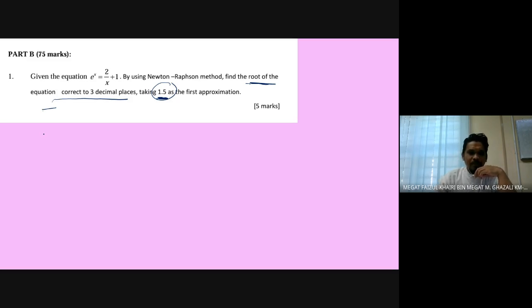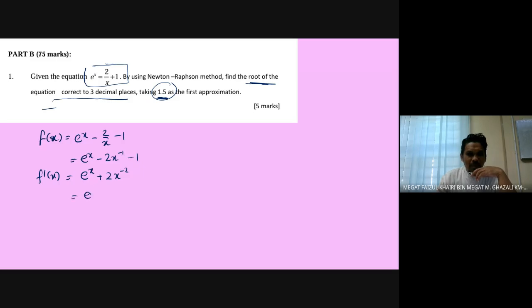So then f(x) equals, look at this, e^x minus 2 over x minus 1. Okay, so then what about this one here now? e^x minus 2x^(-1) minus 1. So f'(x) equals, differentiate e^x, again you get e^x. Differentiate this, negative 1 times negative 2x^(-1-1), which gives negative 2. And differentiate a constant, negative 1, equals 0. So then e^x plus 2 divided by x squared.